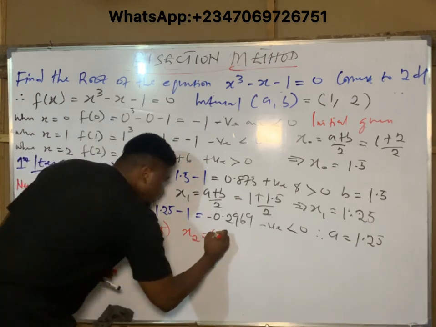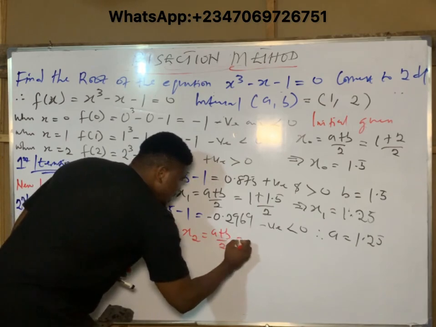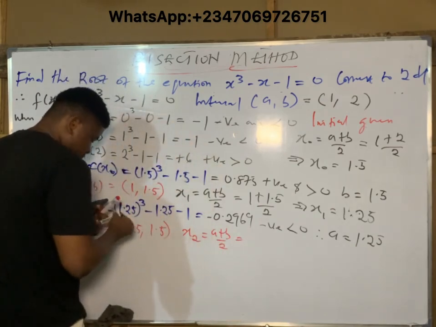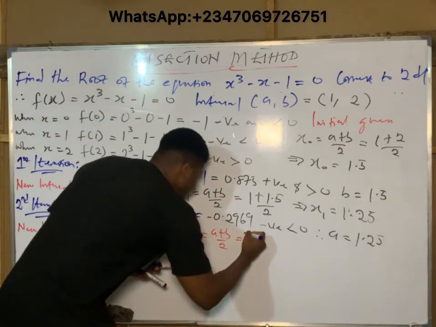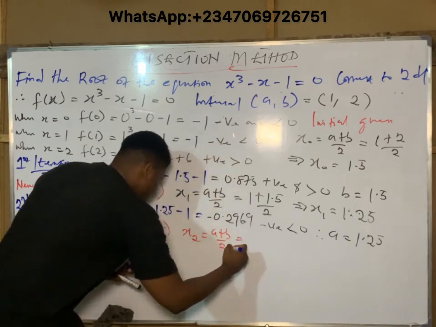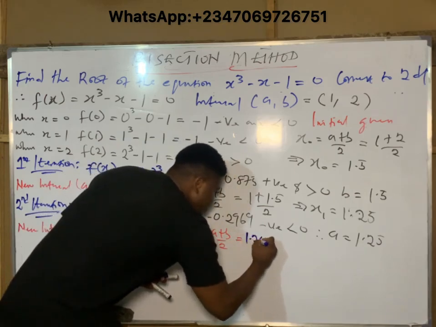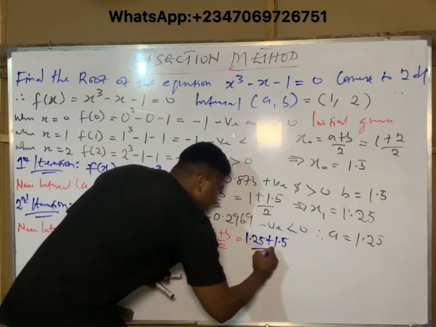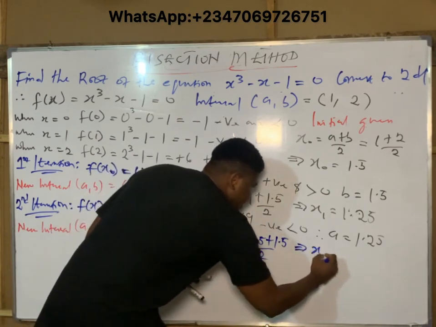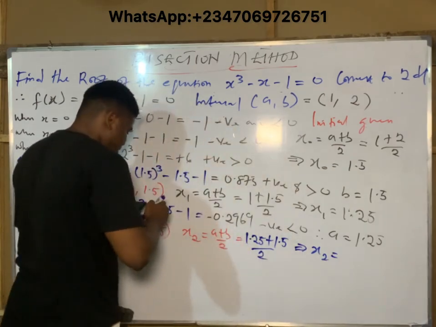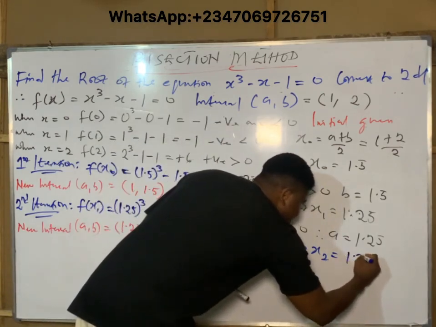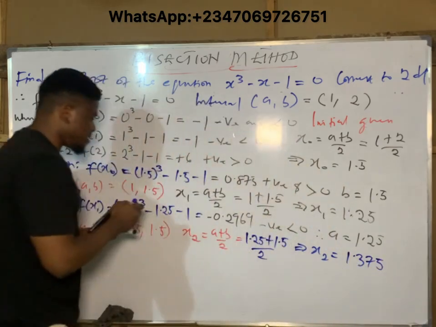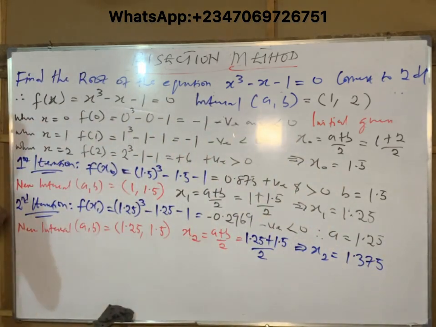x2 is going to also be a plus b divided by 2, and that's simply equal to, okay, so we find a plus b. A is 1.25 plus b is 1.5 divided by 2. This simply implies x2 is going to be equal to, so let's see what that value gives us. So that simply gives us 1.375. So that becomes the next value for our iteration. So now we perform the third iteration.